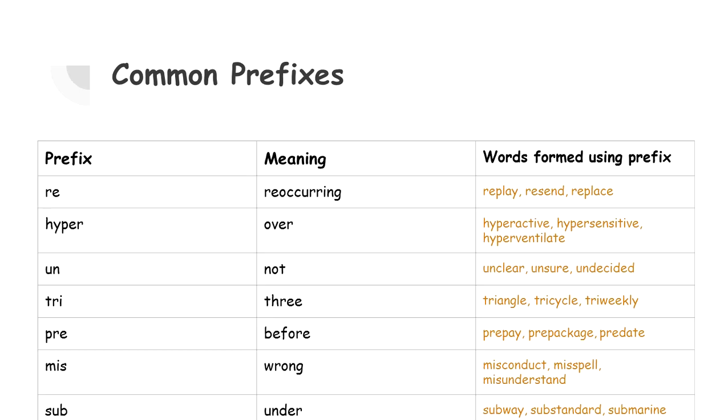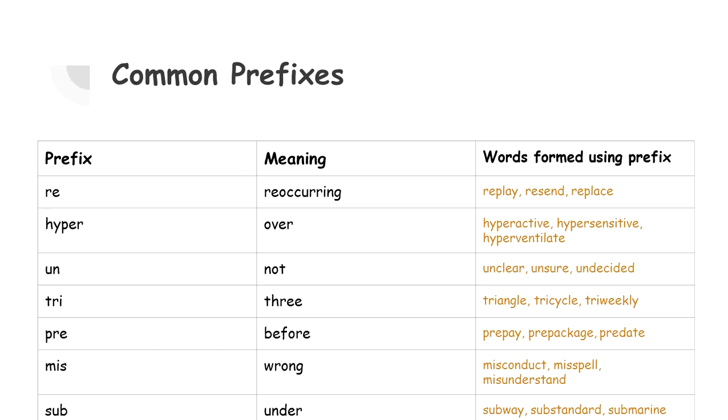Then next is hyper as a prefix. The meaning is over, and we have words from it like hyperactive, hypersensitive, hyperventilate. Then we have un. Un means not, and words that can be formed using this prefix are unclear, unsure, and undecided. That means not clear, not sure, and not decided.